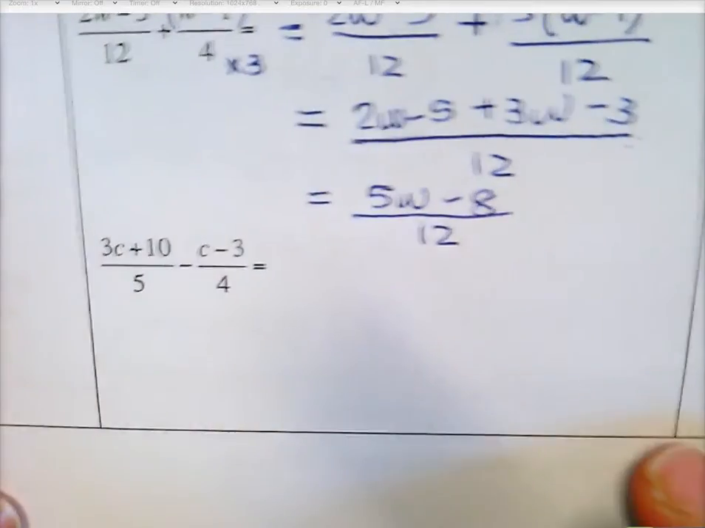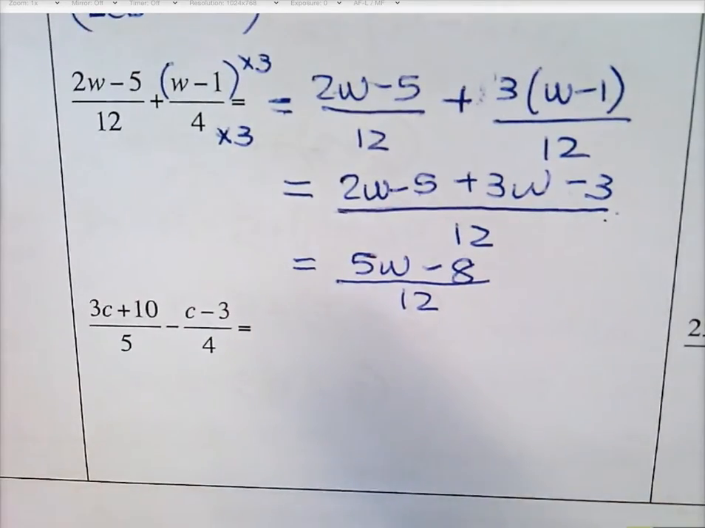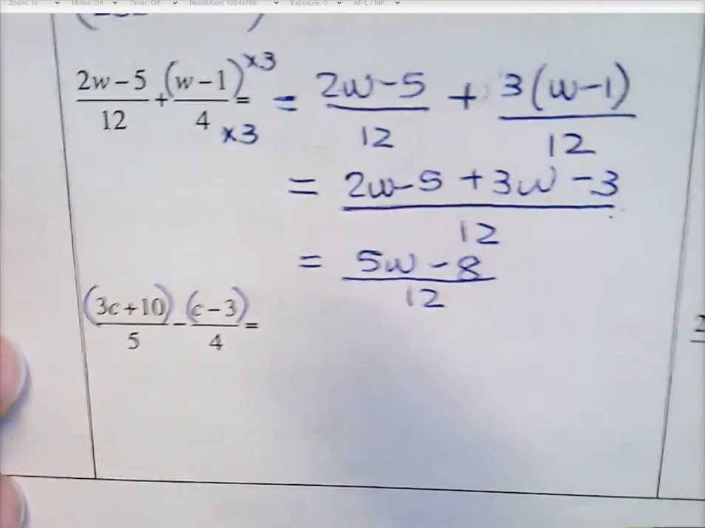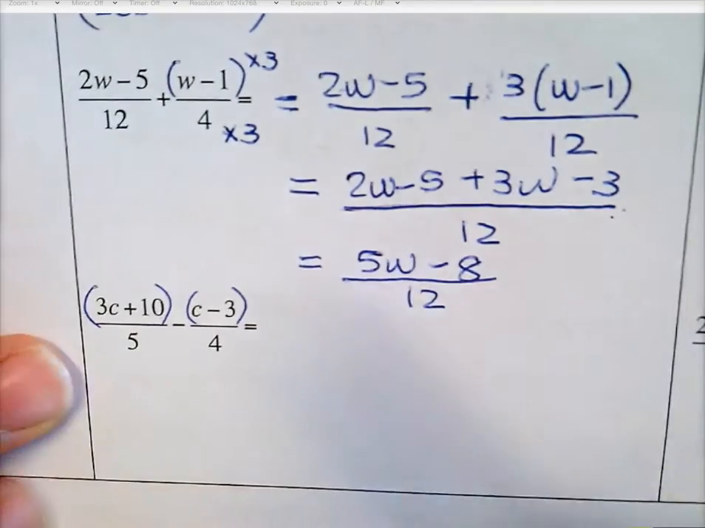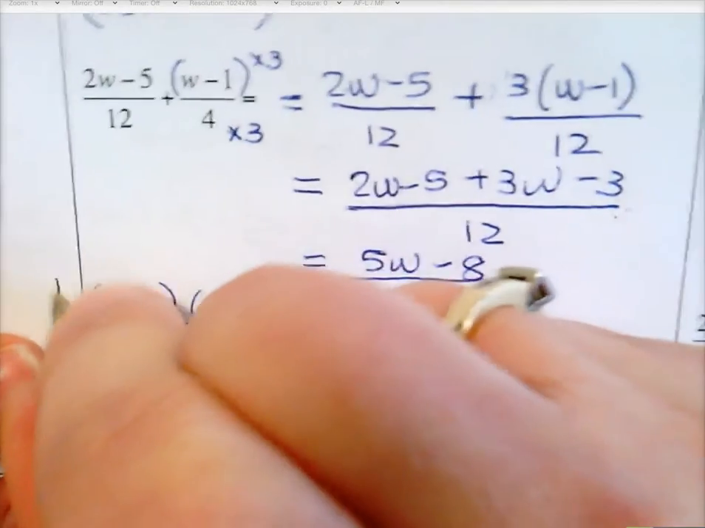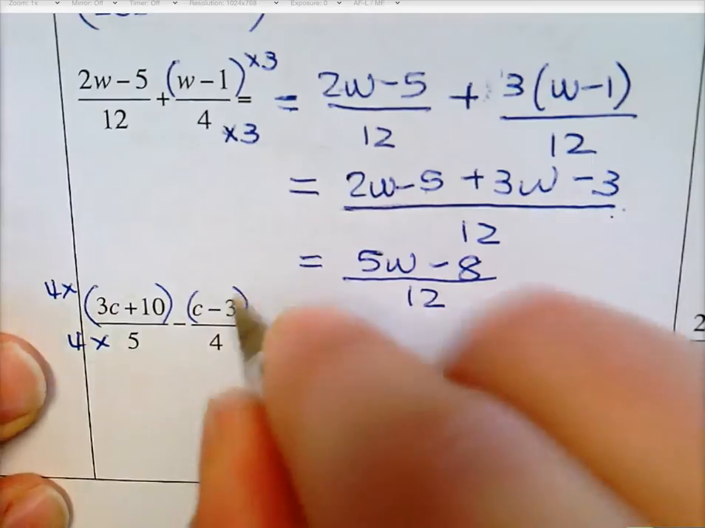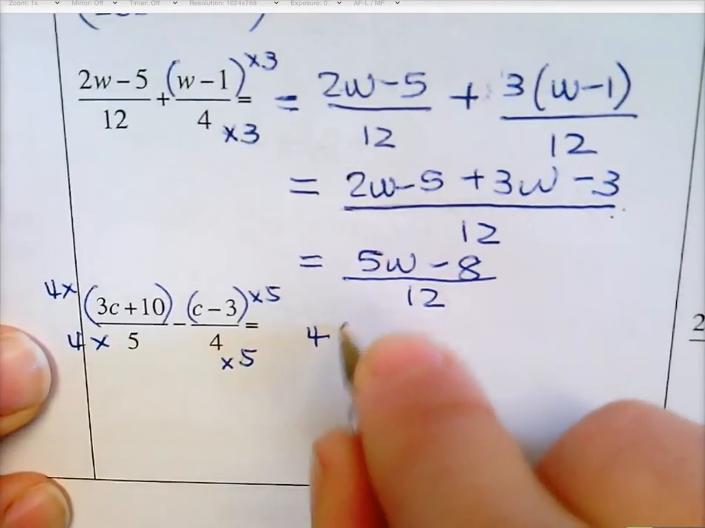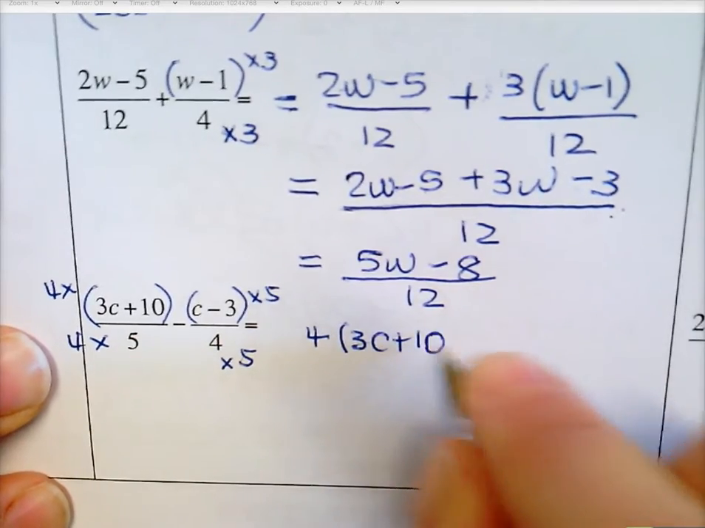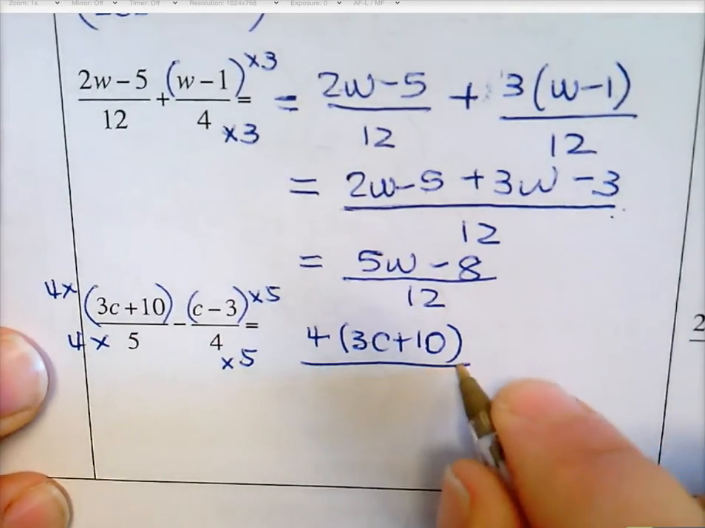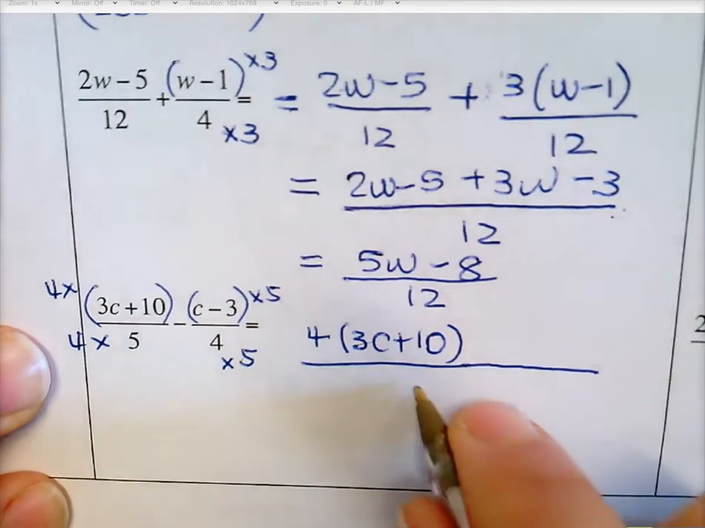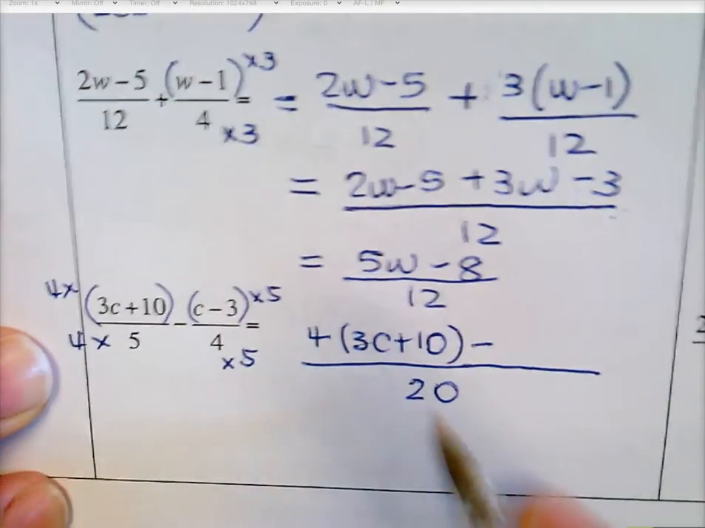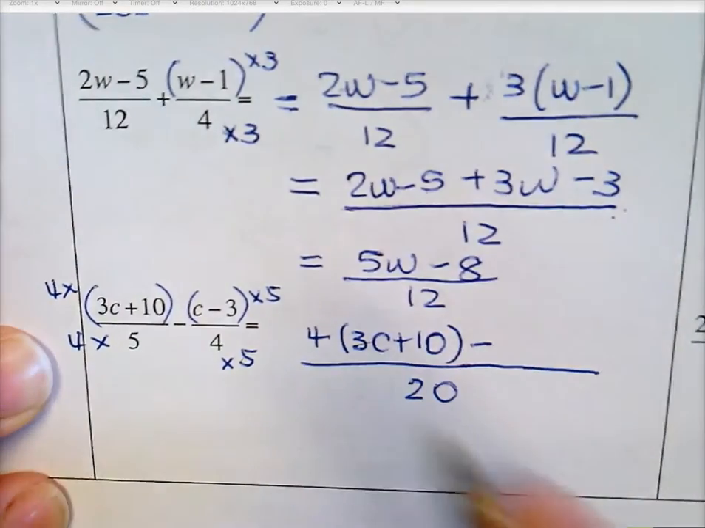Okay, the last one. Girls, what's your denominator going to be? 20. Great. Let's just put these in brackets because we've got more than one thing on the numerator. What are you going to multiply the first fraction by? 4. So times 4, times 4. And the second one? Times 5, times 5. So we've got 4 bracket 3c plus 10 over what? We've got one denominator now. I'm going to just put it over the 1, 20 minus. So girls, I know I didn't write one fraction up there originally, but you can.